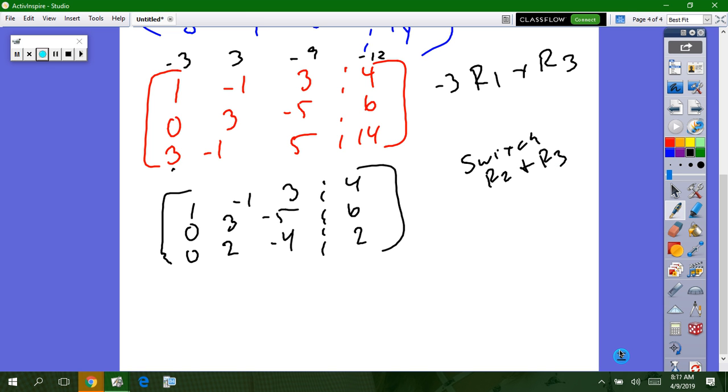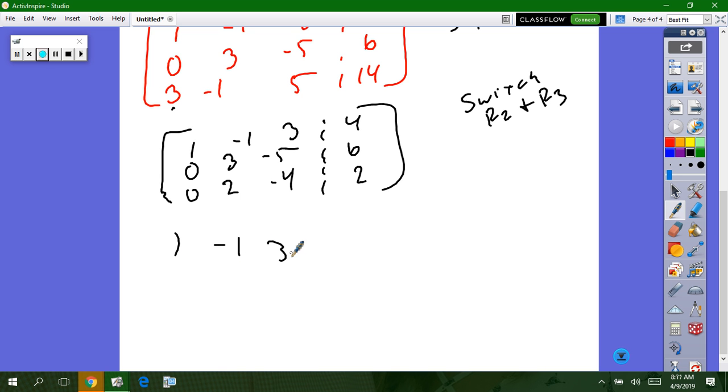You guys understand why I'm doing that? Could I still get the same solution if I went backwards and still did it? Yeah, I'll get the same thing. But to make it easier on myself, I'm looking for the easiest possible. So I have 1, -1, 3, 4, 0, 2, -4, 2, 0, 3, -5, 6. And that's where I stay.